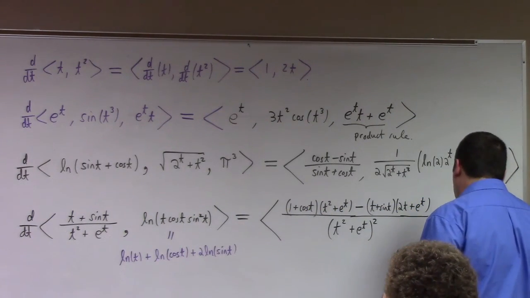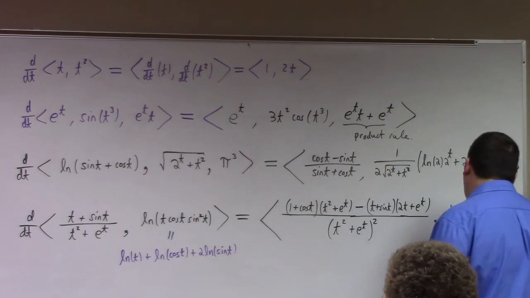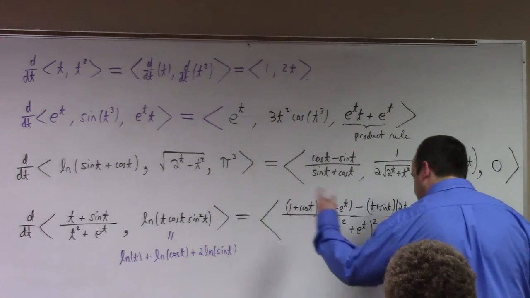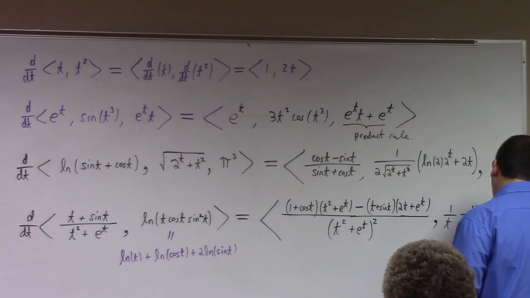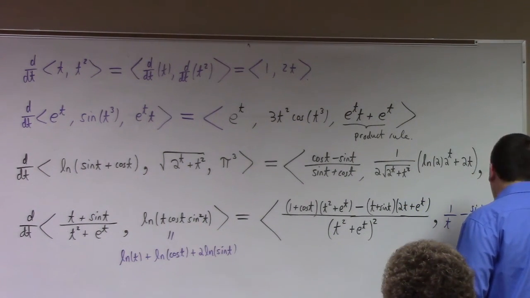That's 1 over t minus sine t over cosine t, and 2 cosine t over sine t.